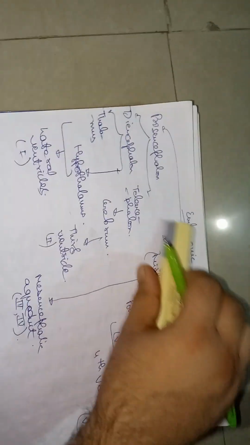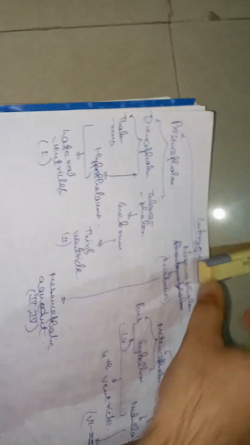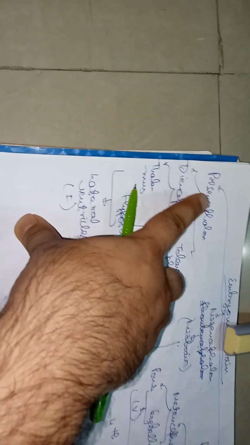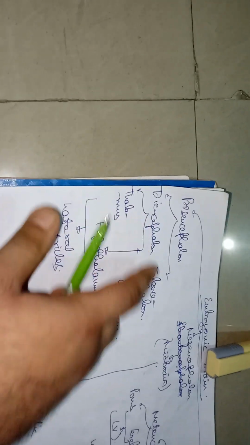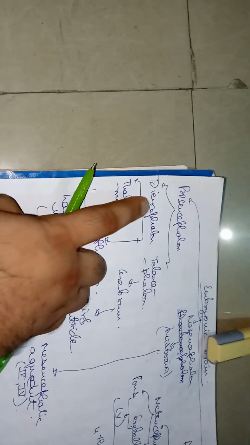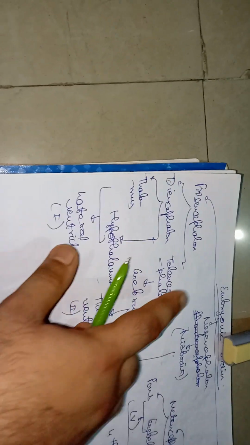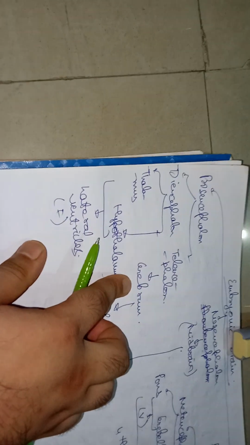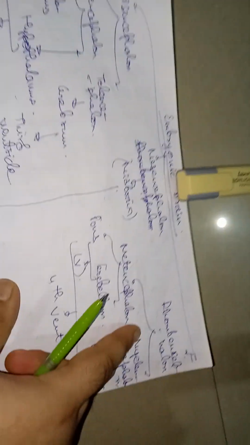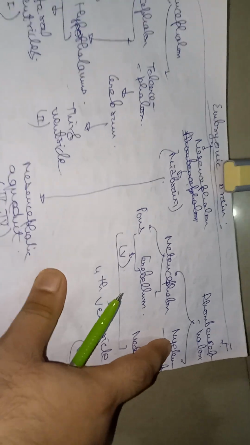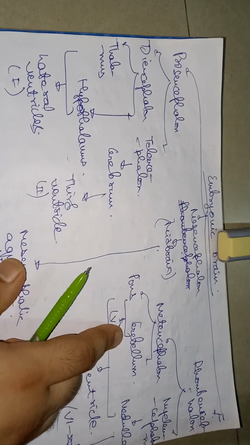So here is the embryonic brain. It has three parts: prosencephalon, mesencephalon, and rhombencephalon, or forebrain, midbrain, and hindbrain. The prosencephalon forms two parts, diencephalon and telencephalon. The diencephalon forms the thalamus and hypothalamus, and the telencephalon forms the cerebrum. The mesencephalon means midbrain, and the rhombencephalon forms the metencephalon and myelencephalon. The metencephalon further forms the pons and cerebellum, and the myelencephalon forms the medulla oblongata.